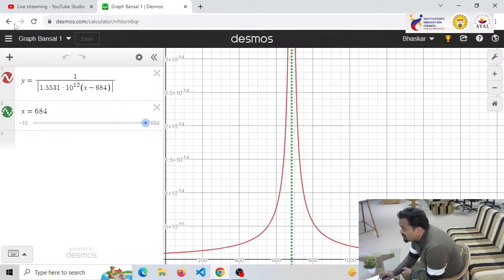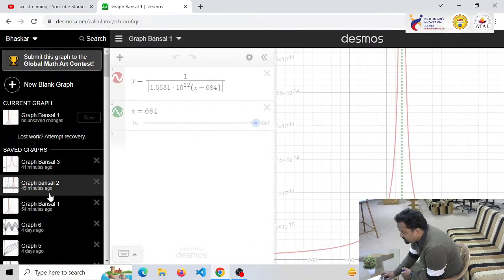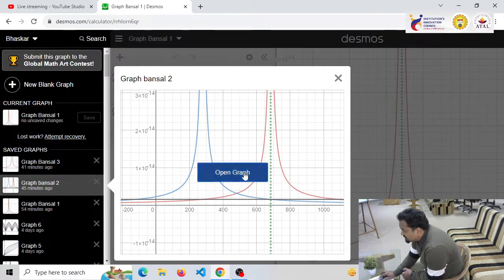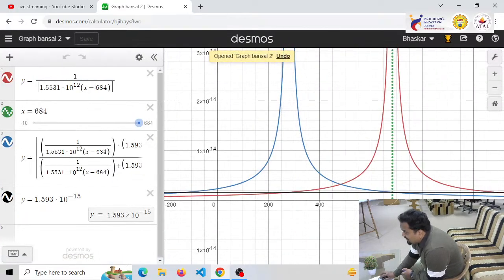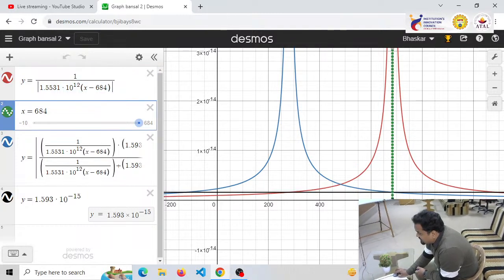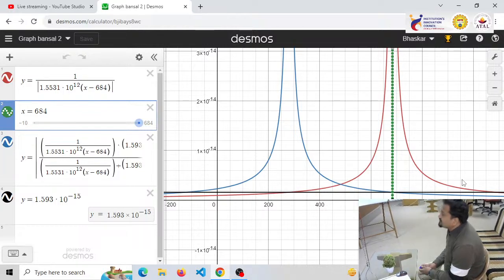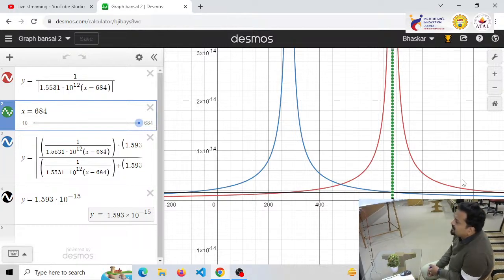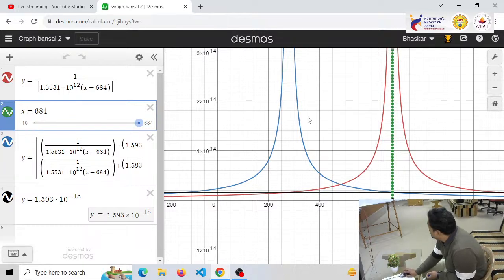Now let's go to the graph number 2. This is the graph number 2. So again, I have plotted the graph for ferroelectric. Up to 684, it is increasing, and it's falling after 684 temperature. This graph was for the ferroelectric. Now I am considering the dielectric also.